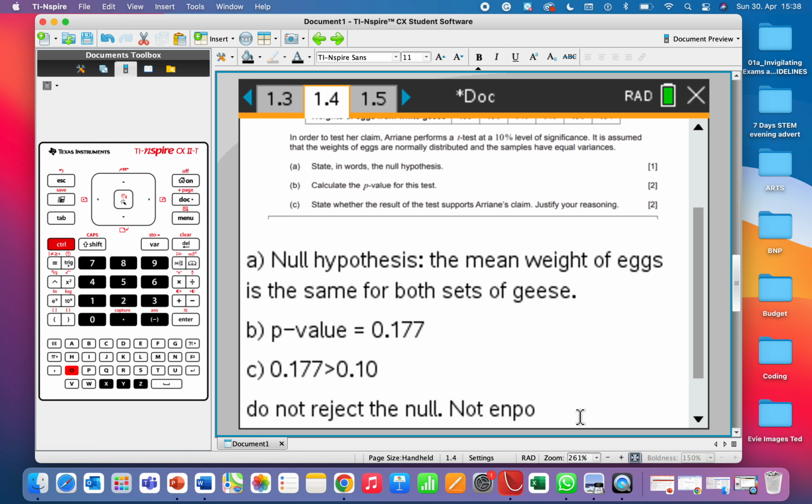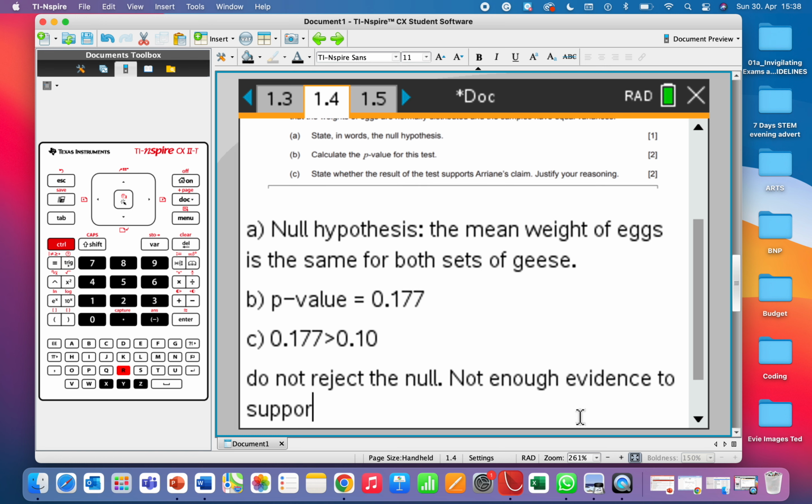Not enough evidence to support the farmer, which is Ariane's claim, because Ariane's claim was that there is something different with the eggs.